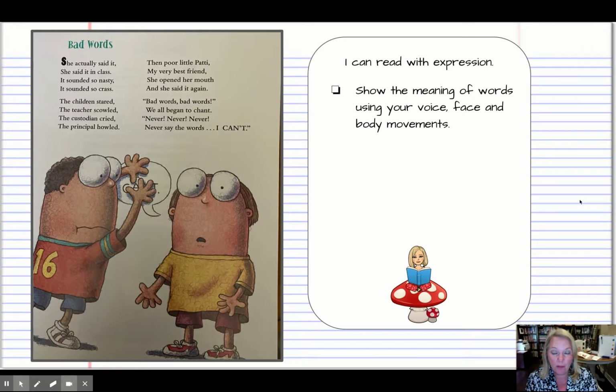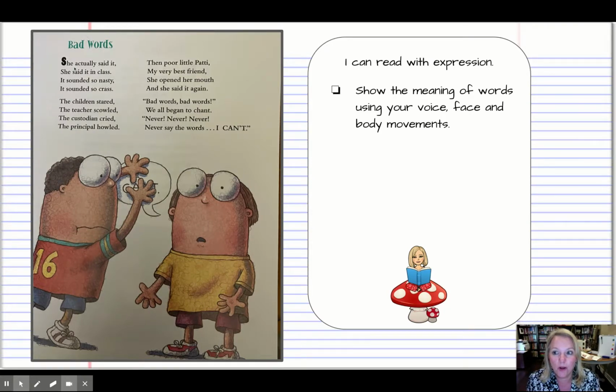Earlier, I read the poem Bad Words by Broad Baggert to you. I was demonstrating what reading with expression sounds like and looks like. So the first thing I want you to know is that you can show the meanings of words using your voice, your face, and your body movements. Let's take a look. I'm going to reread this first stanza over here. And I want you to notice how I am showing the meaning of some of the words.